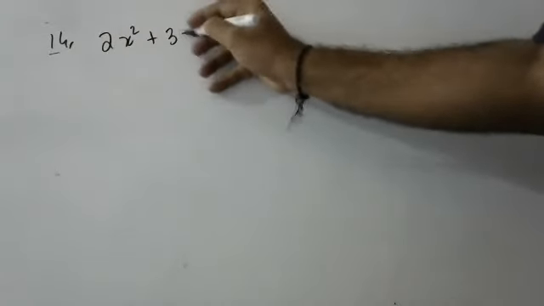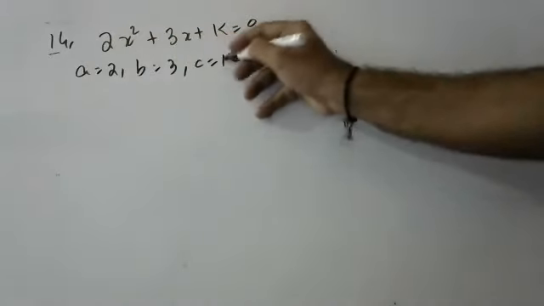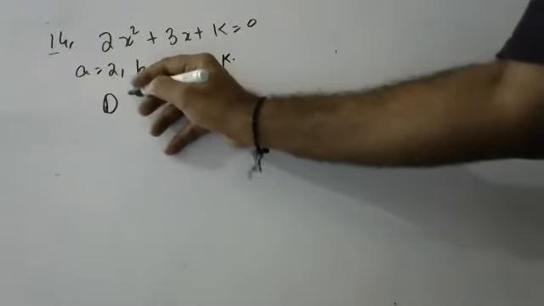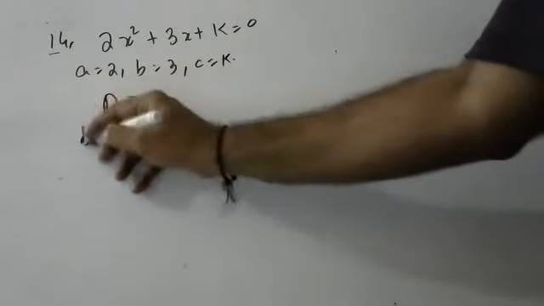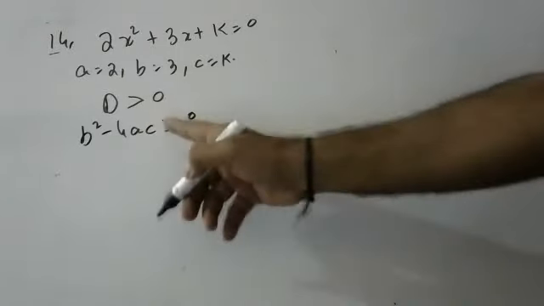This question is 2x square plus 3x plus k is equal to 0. A is equal to 2, children. B is equal to 3, children. C is equal to k. What is the condition for real and unique, children? D is greater than 0. b square minus 4ac should be greater than 0. You should do it with the greater than sign only, children.